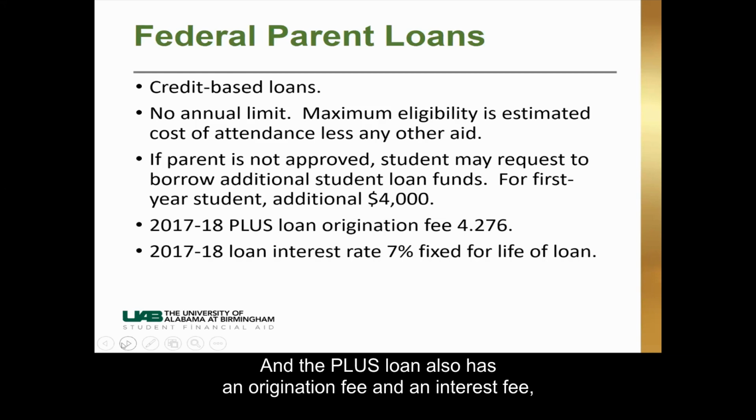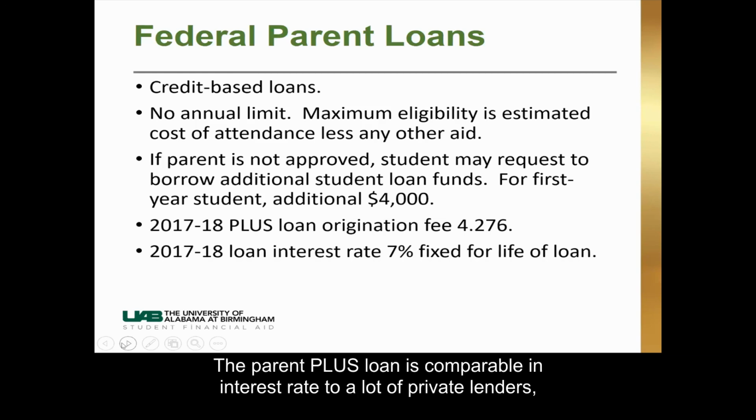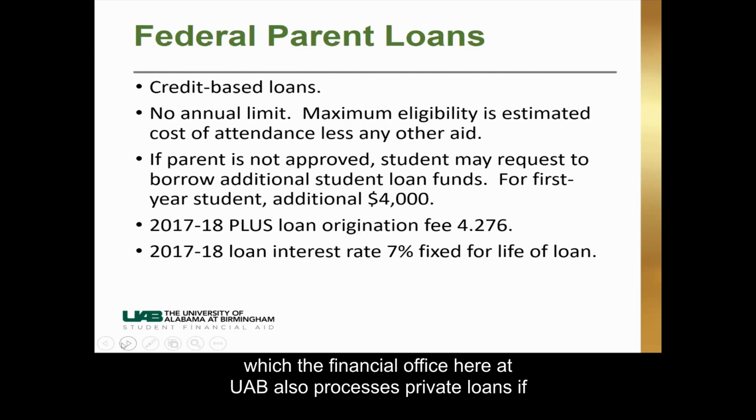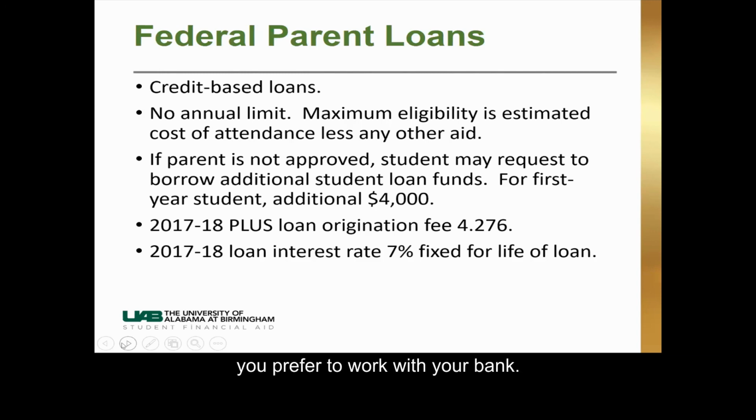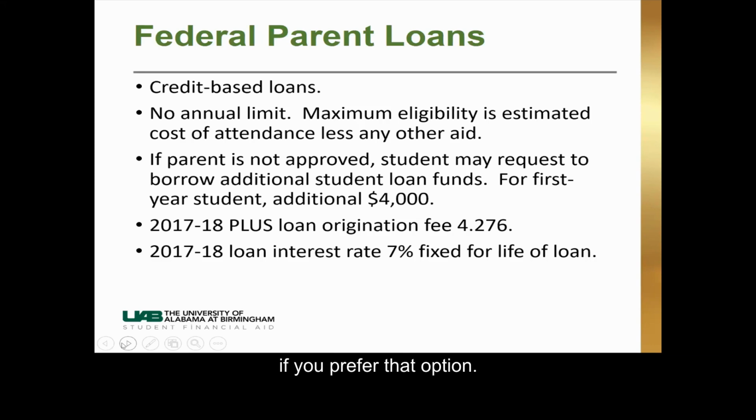And the Plus loan also has an origination fee and an interest fee, just like the FAFSA student loans do. And there is that information there. The Parent Plus loan is comparable in interest rate to a lot of private lenders, and the financial aid office here at UAB also processes private loans if you prefer to work with your bank. We don't recommend any lender in specific, but we can work with a private lender if you prefer that option.